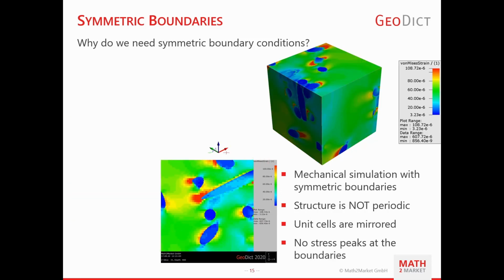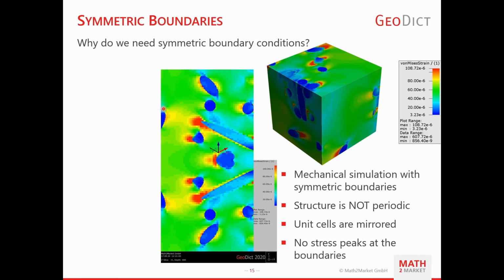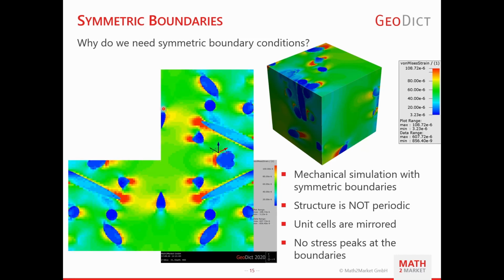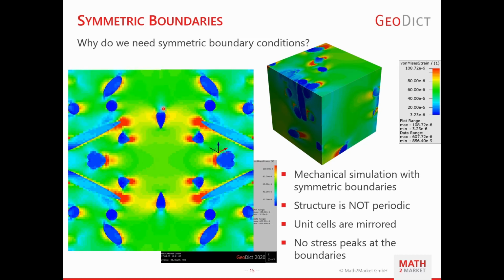That can be overcome by using symmetric boundary conditions, because in symmetric boundary conditions the boundaries are treated as if the structure was mirrored. And maybe as you remember from the previous slides, when you mirror a non-periodic structure, you get a structure that smoothly passes from one unit cell to the next. And you can see here that then you also get an even strain distribution in your simulation.